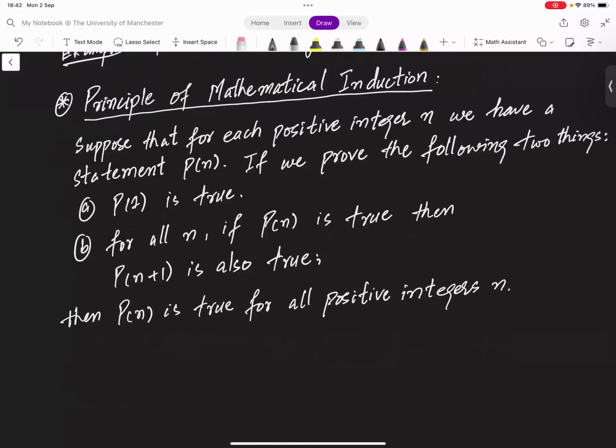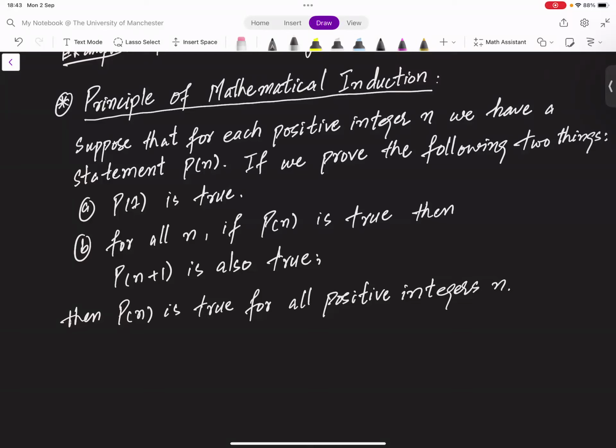The logic behind this principle is very clear. By condition A, the first statement P of 1 is true. And by condition B, when n is 1, we know that P of 1 implies P of 2, and hence P of 2 is true. And by B, when n is 2, P of 2 implies P of 3, and hence P of 3 is true, and so on. That's how we can prove the things. And then we just need to prove that it is true for P of n plus 1.